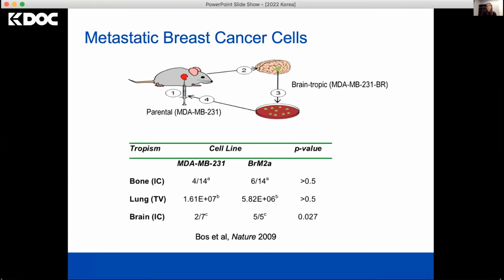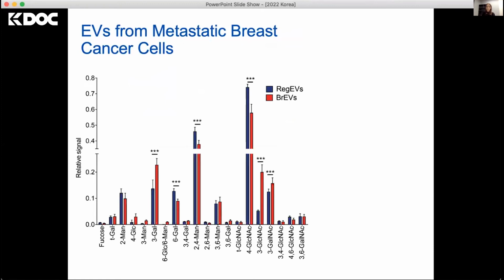And studies have shown, for example, already in Nature 2009, that even though these metastatic cell lines have been created in a mouse model, they still have very similar gene expression to patients with breast cancer brain metastasis. So there is some clinical relevance to these cell lines, but it also makes sense to compare them side by side, because the one difference here is that they go to the brain. And when we took the extracellular vesicles from the regular cancer cell line and the one that metastasizes to the brain, we could see many differences in the glycan expression.